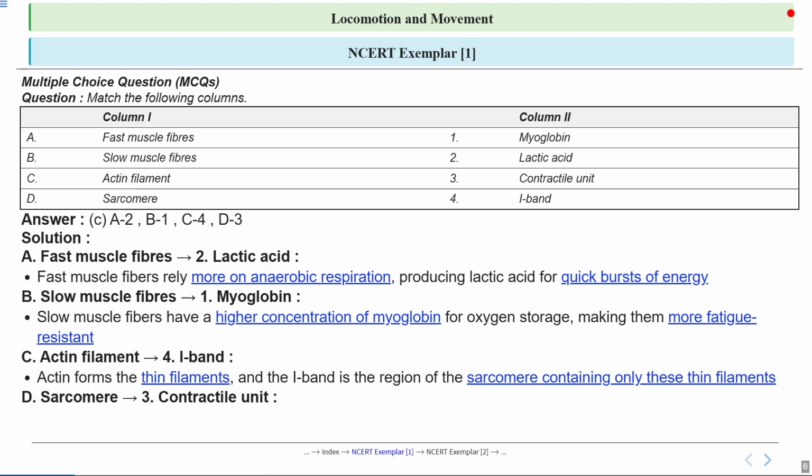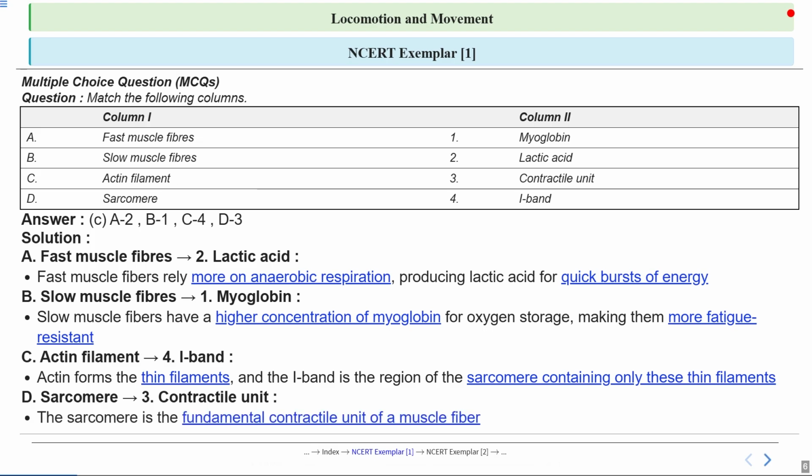Now, talking about D, sarcomere is matched with 3, that is contractile unit. Why? Because the sarcomere is the contractile unit of the muscle fiber. Let's see in detail. So, the sarcomere is the basic unit that helps muscle fibers contract and is found inside muscle cells. It is made up of thin and thick protein filaments that slide past each other during contraction, allowing the muscle to shorten and produce movement. So, that's why, because sarcomere is the fundamental contractile unit of the muscle fiber, D is matched with 3, that is contractile unit.